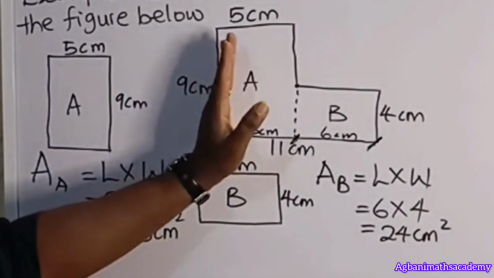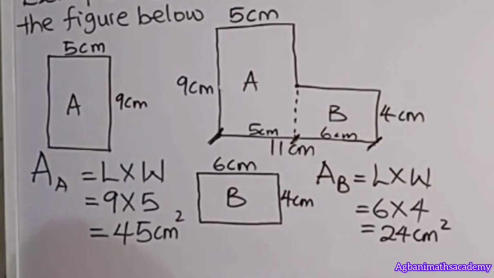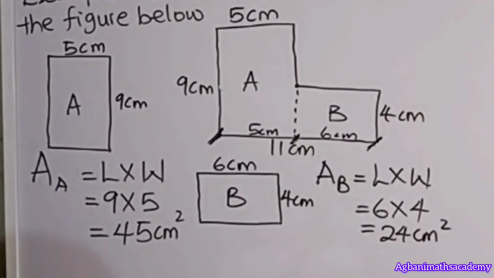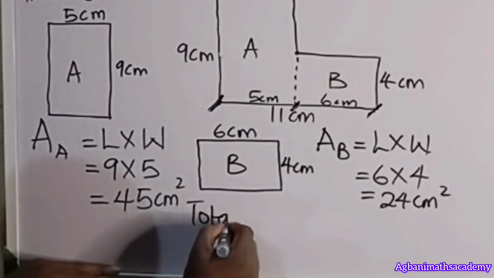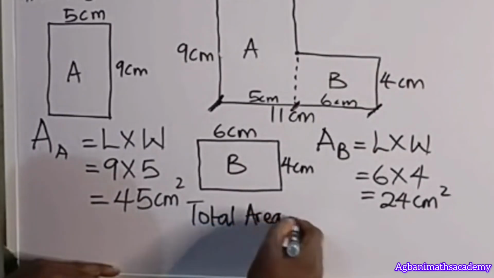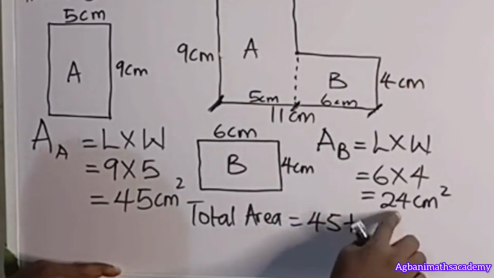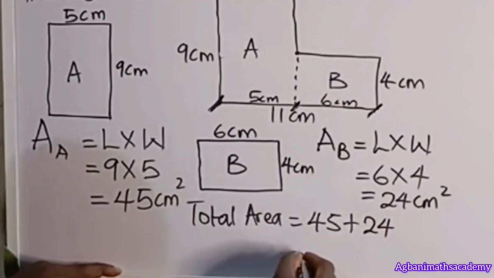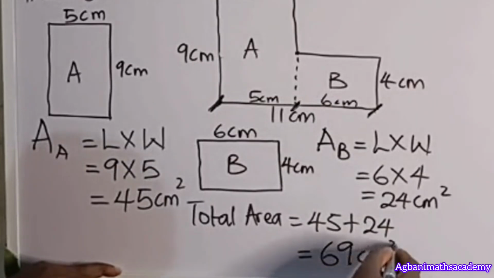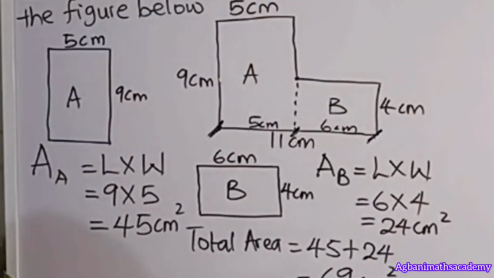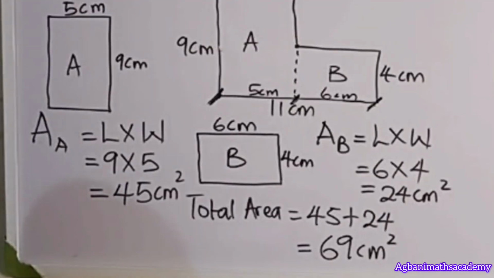So now we've gotten the area of this side, and we've gotten the area of this side. Now we need to find the total area. So we need to add both sides. So total area is equal to 45 plus 24, and that will give us 69 centimeter squared. So the area of this entire shape is 69 centimeters squared.